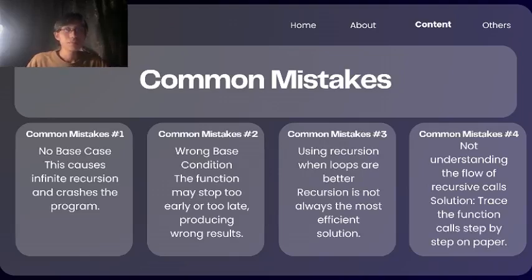Mistake number 3, using recursion when loops are better. Recursion is powerful, but not always efficient. If a problem can be solved easily with a loop, using a loop may be better in terms of memory usage. Mistake number 4, not understanding the flow of the function. Many students struggle because they don't visualize how the function calls stack up. A good tip is to trace the function calls step by step on paper.